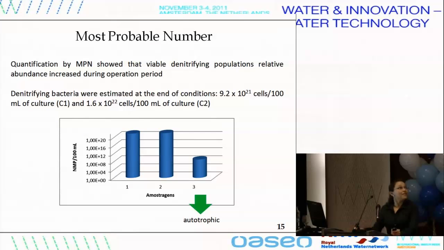And by this quantification technique, we can see good results, because we have a very important quantification of these microorganisms, including the autotrophic.